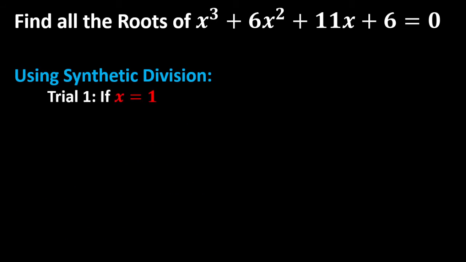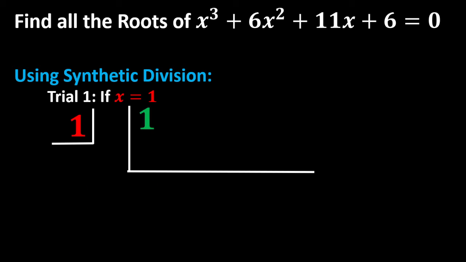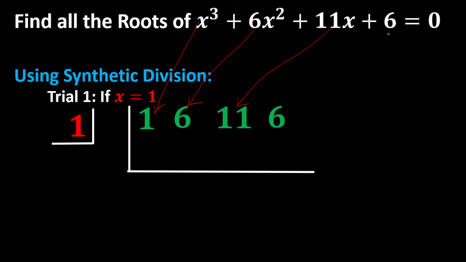Now, the easiest factor is 1. So, try natin yung 1. 1, 6, 11, and 6. Saan nakuha ulit ito? The coefficient of x cubed is 1. The coefficient of 6x squared is 6. The coefficient of 11x is 11. And the coefficient of the constant is 6. Bring down the first coefficient and then pagdating dito, i-multiply.